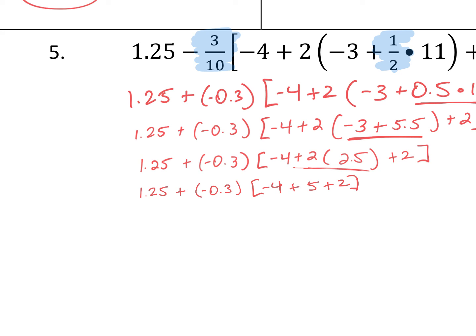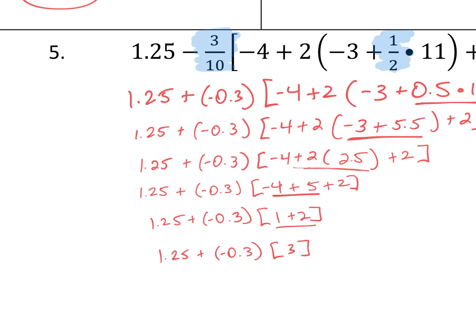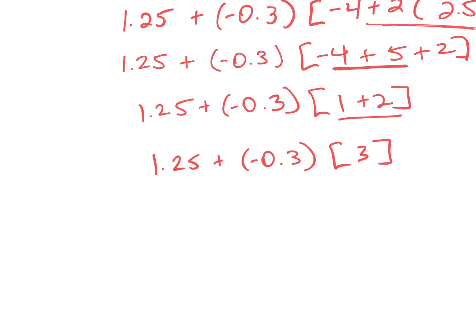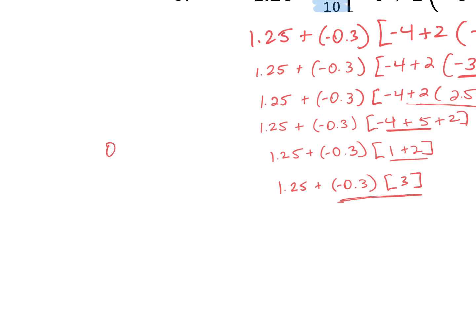Okay. All right, next I'm going to do negative 4 plus 5, which is positive 1. Next, I'm going to do 1 plus 2, which is 3. And I'm done with my grouping. Now I have the choice between addition, and don't forget, that's multiplication. Multiplication comes first, so that's what I'm going to do first. Now, let's do this off to the side just for practice.